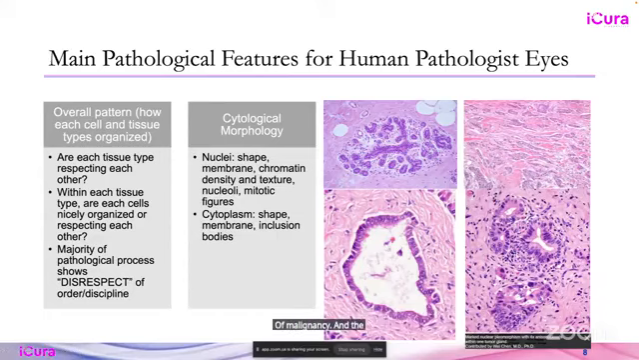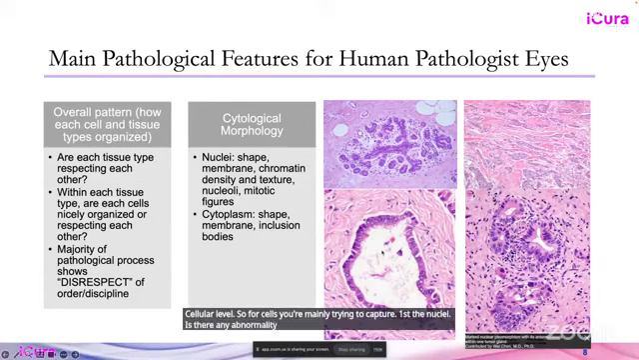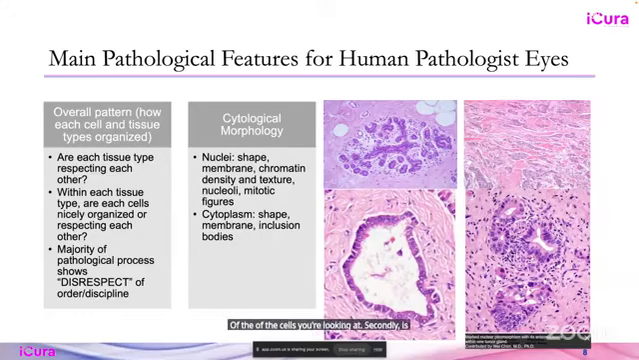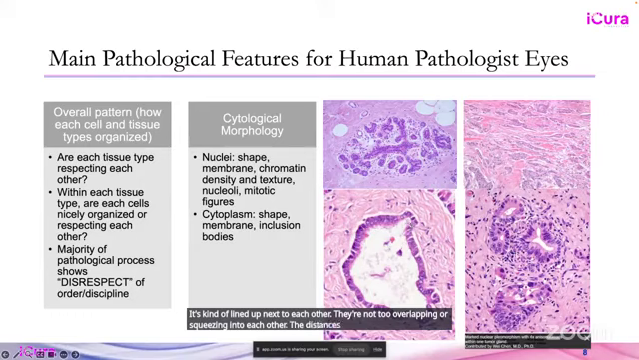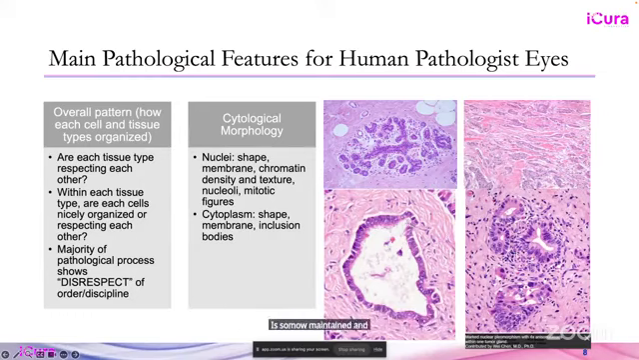At the next level, we zoom in to start looking at the cellular level. For cells, you're mainly trying to capture first the nuclei. Is there any abnormality or deviation from normal nuclei of the cells you're looking at? Secondly, the cytoplasm and the cell membrane. Again, on the left side, on the bottom, it's a normal pancreatic duct. Every single cell is lined up next to each other. They're not overlapping or squeezing into each other. The distances between each cell are maintained, and the size of each cell is maintained.